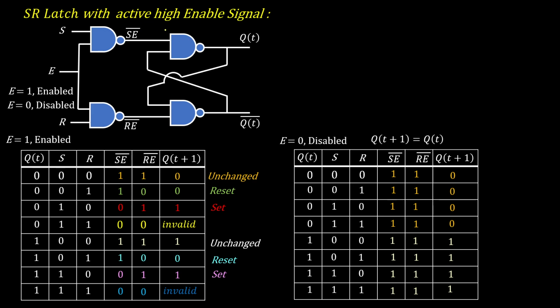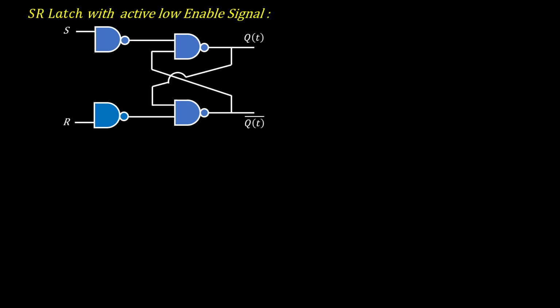In the same way, we can make SR latch with active low enable signal. So what should be the other input for these two NAND gates? We will use a NOT gate, and input to the NOT gate is E bar. Output of this NOT gate is E. So output of this NAND gate is SE bar, and output of this lower NAND gate is RE bar.